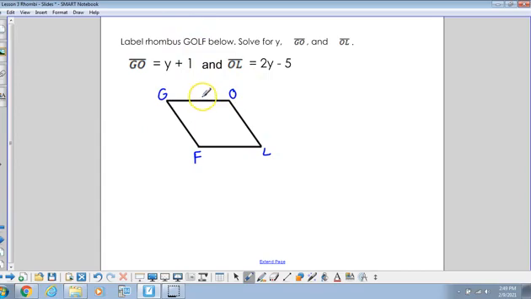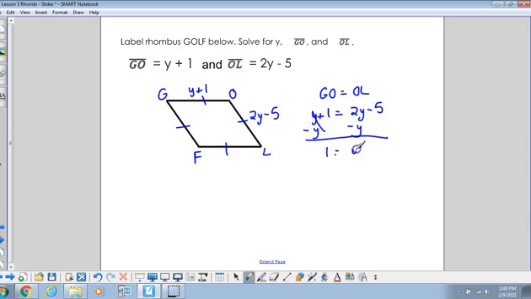And then all of our sides are going to be the same. So it doesn't matter which one you would really call what, but they're all the same. So if GO is y plus 1, and OL is 2y minus 5, we know that these sides are the same, so we're just going to set up an equation. GO and OL are equal, so y plus 1 is equal to 2y minus 5. You can plug it in Desmos if you want, so that you can use x as your variable, or if you want to use algebra, let's subtract y. 1 equals y minus 5.